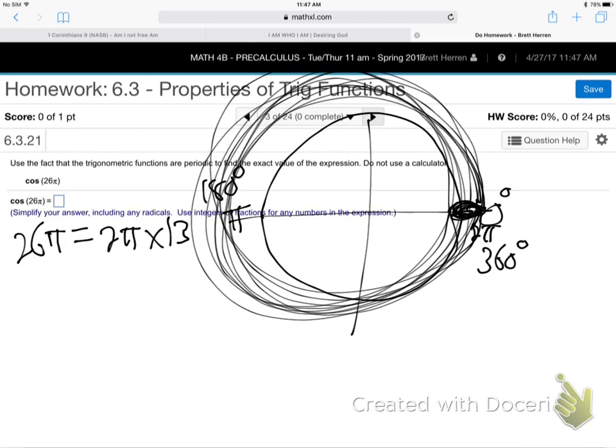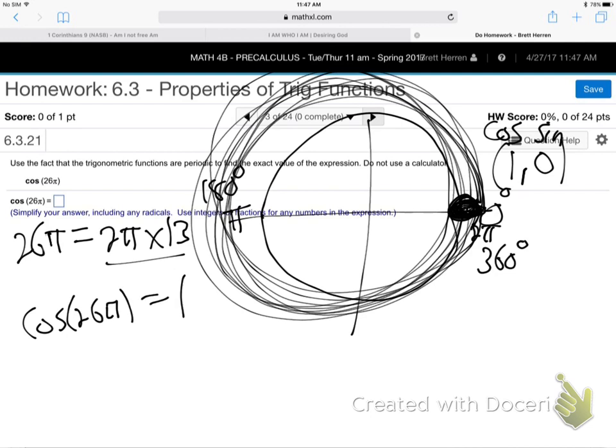So where does the dot end up? Right here where it started. And what are the coordinates at that point? Over 1, up 0. It's the same as the starting dot. They just ended up where they started after 13 complete full revolutions. Cosine is the x value. Sine is the y value. So what's cosine of 26 pi? 1. Good? 13 full revolutions. All right.